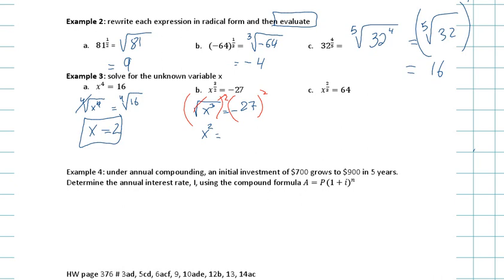Okay? Are we okay with this so far? So far, to get rid of the square root, I did square. Now to get rid of the cube, what do I do? Cube root. So now I have to do cube root, and then that gets rid of the cube. So x equals, what's the cube root of 729?